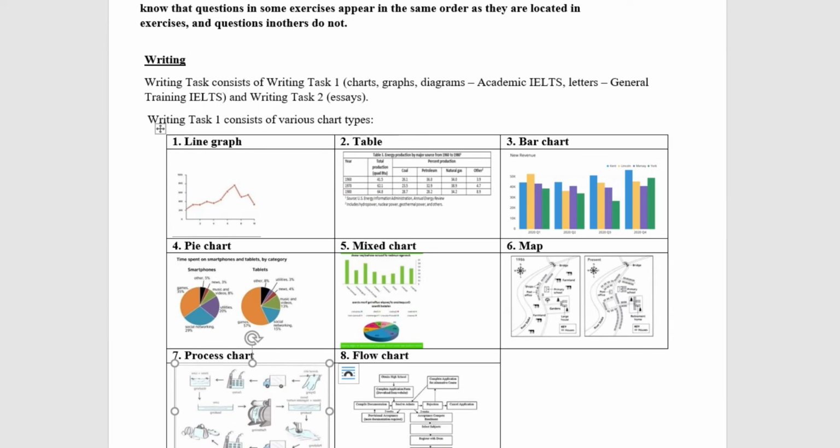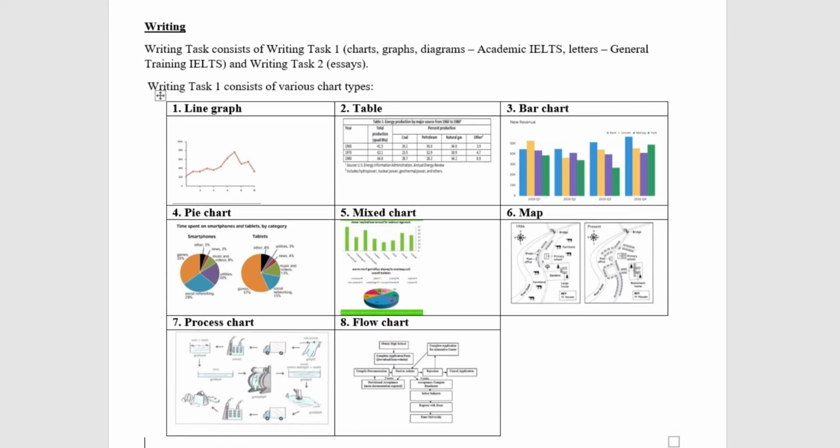Writing consists of 2 tasks, task 1 and task 2. Task 1 is discussed during the writing speaking class, and task 2 is discussed during the writing class. So for task 1 we will have different charts and diagrams for academic, and for task 1 general we'll have letters. And you can see different task types. Let's say line graph, table, bar chart, pie chart, mix chart, map, process chart, and flow chart.